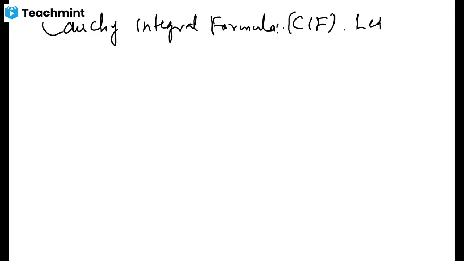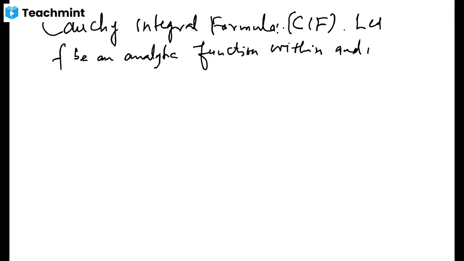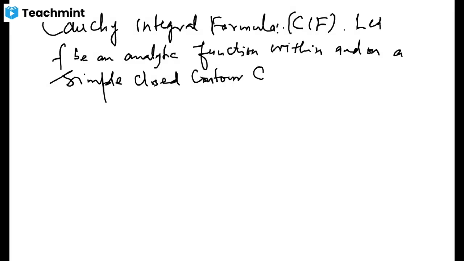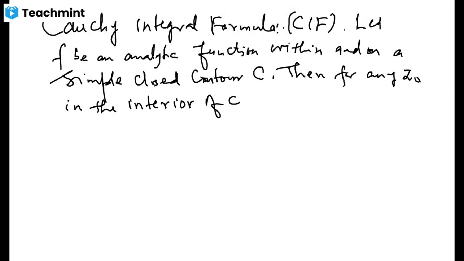Let f be an analytic function within and on a simple closed contour C. Then for any z naught in the interior of contour C, we have the value of the function at z naught is given by the integral of f(z) upon z minus z naught.